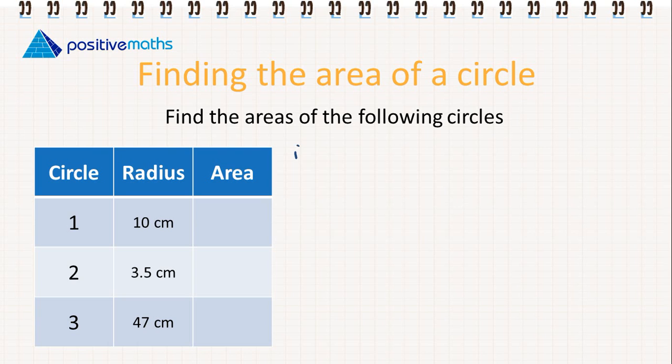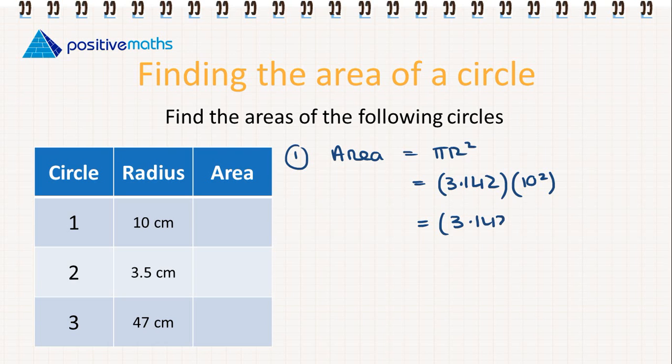Okay, so circle 1. The first thing we always have to do is write out our formula. So the area of a circle is pi r squared. We're looking for our area. We're going to use 3.142 for pi, and our radius for our first circle is 10. So it's 10 squared. It's going to be 3.142 by 100, which gives us 314.2, and because it's area, it's going to be centimeters squared.